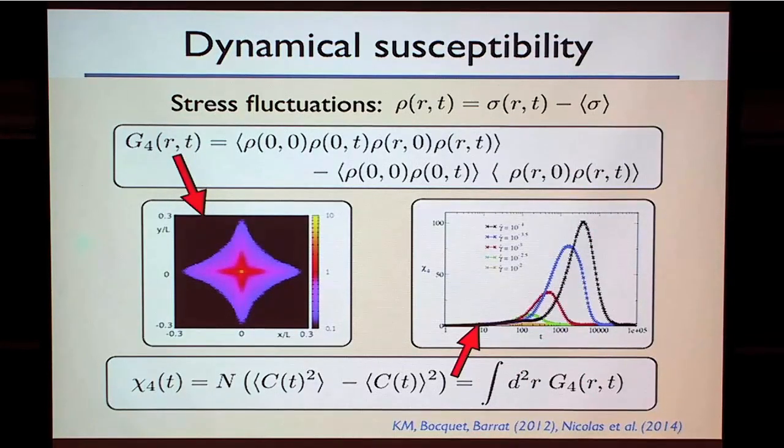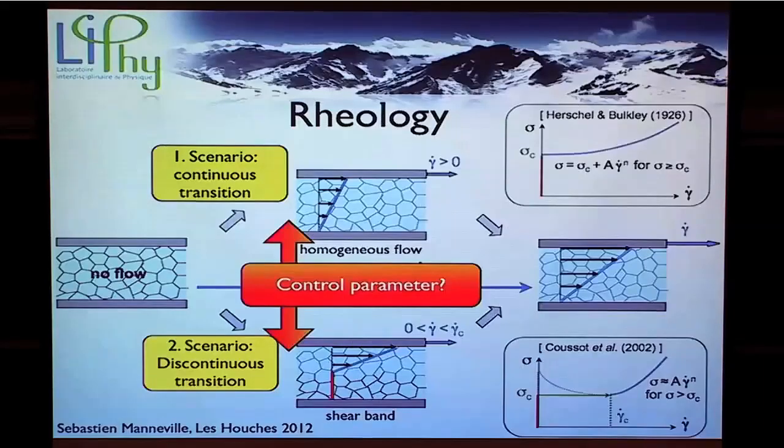We did some finite size scaling analysis on this, but I don't want to talk here so much about quantitative results, but more qualitative results. So I will rather go now to the other question, which is, what is the control parameter to go from one to the other? From the homogeneous flow with the continuous transition that I just showed you, to a system where you have shear bands in the steady state.